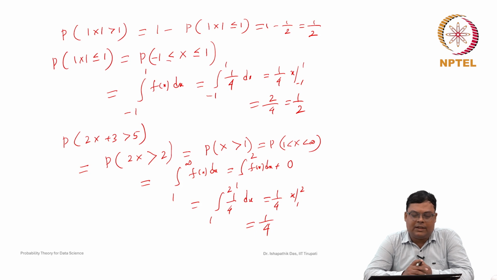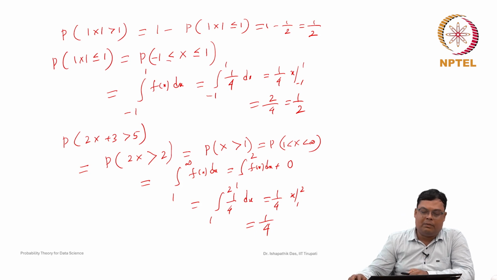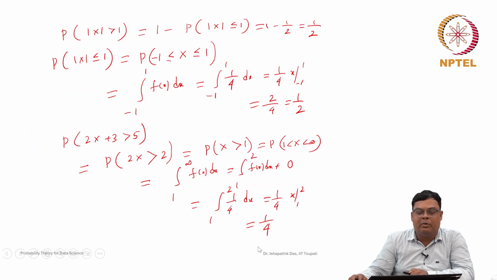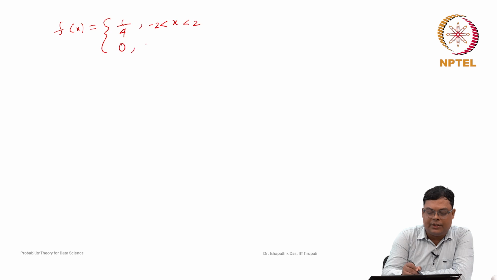So this is an example of a probability density function. Now suppose you have been given this probability density function and you want to find the cumulative distribution function Fx. How will you find it? Suppose the density function given to us is 1 by 4 whenever x is greater than minus 2 and less than 2, and equal to 0 otherwise.